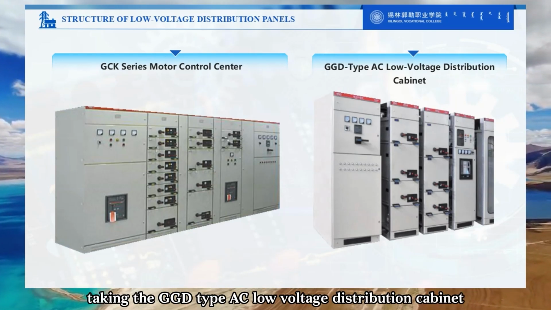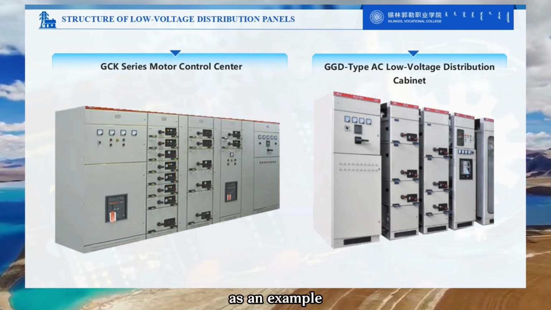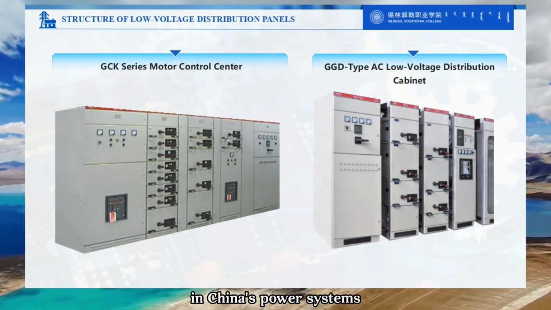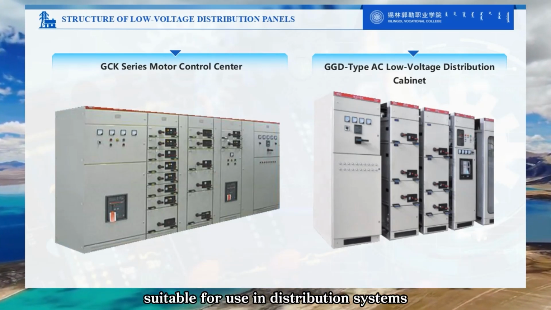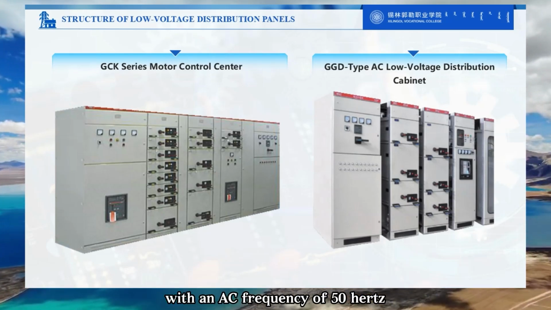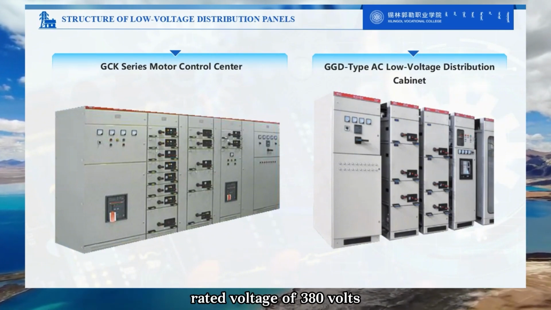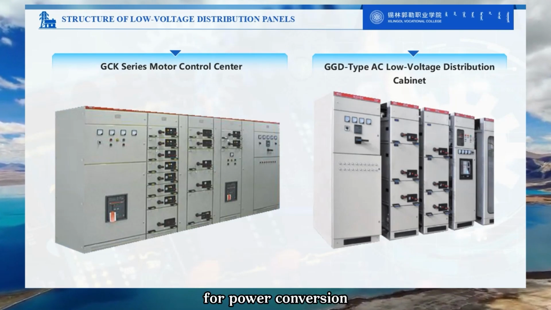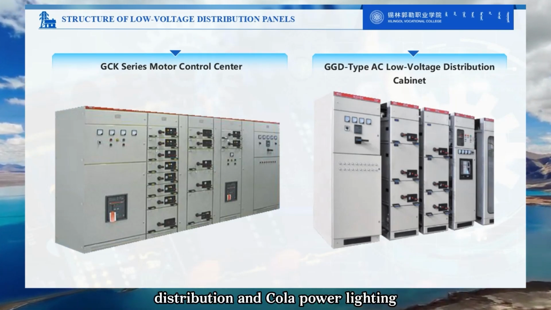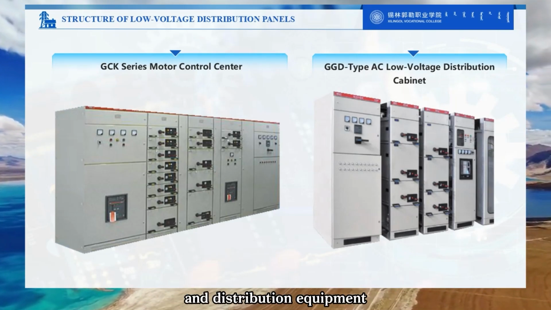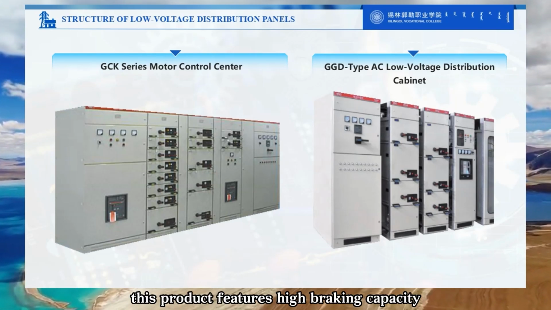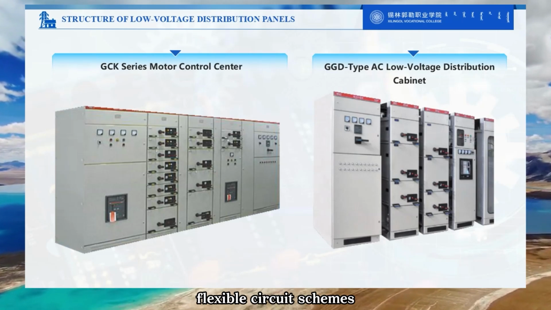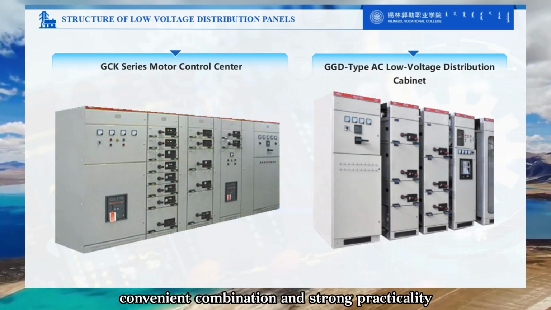Taking the GGD-type AC low-voltage distribution cabinet as an example, it is one of the commonly used distribution cabinets in China's power systems, suitable for use in distribution systems with an AC frequency of 50 Hz, rated voltage of 380 volts, and rated current of 3,150 amperes. For power conversion, distribution, and control of power, lighting, and distribution equipment. This product features high braking capacity, rated short time withstand current of 50 kA, flexible circuit schemes, convenient combination, and strong practicality.